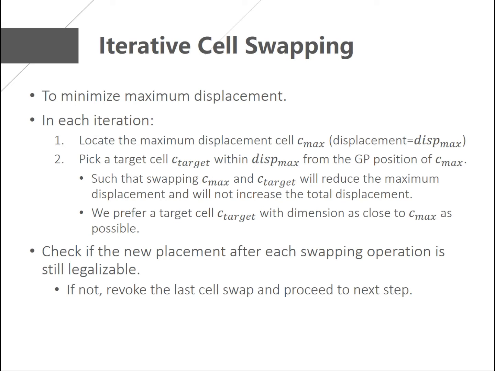In addition, we will prefer a target cell C-target with dimension as close to Cmax as possible. After each swap, we check if the new placement is still legalizable. If not, we will simply revoke the last cell swap and proceed to next step.